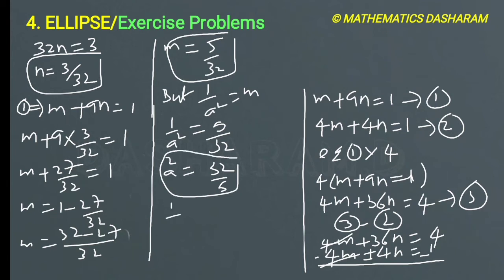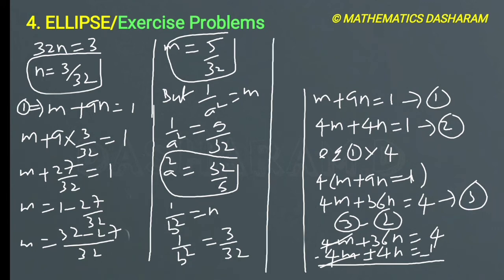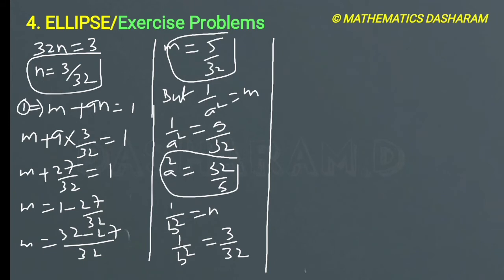Next, 1 by b square equals to n. So then 1 by b square equals to n value 3 by 32. So then b square equals to 32 by 3.